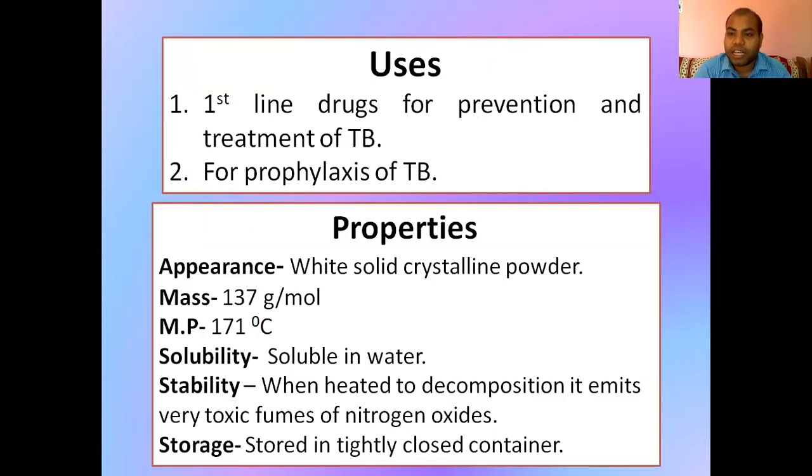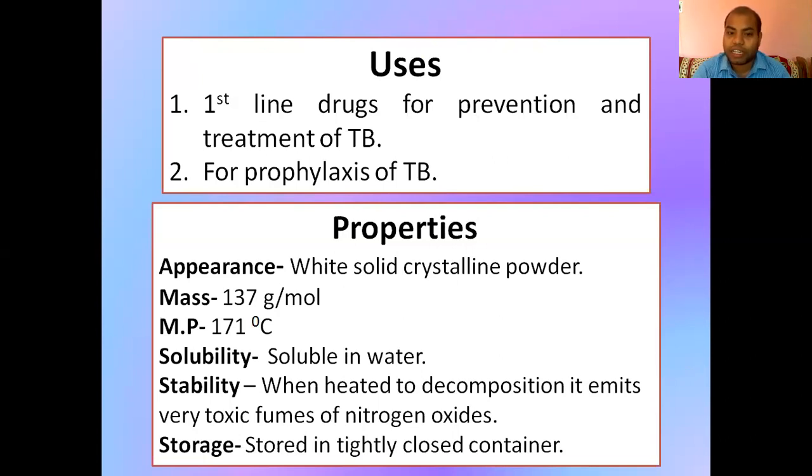The uses: they are generally useful for the treatment of TB. Along with the treatment of TB, they are also used for prophylaxis of TB. Prophylaxis of TB means if someone is suspected of having TB, or the individual is around someone who is infected with TB, then for those people also we can use this isoniazid.